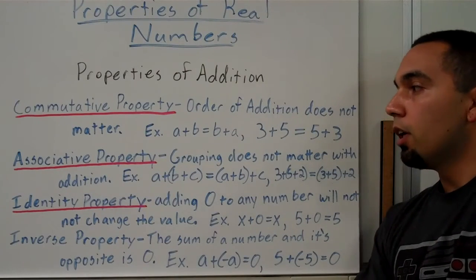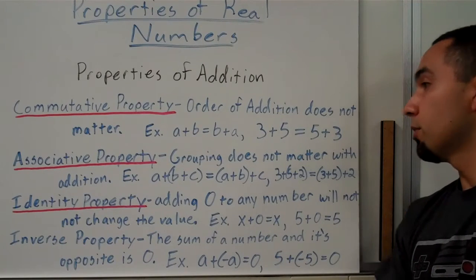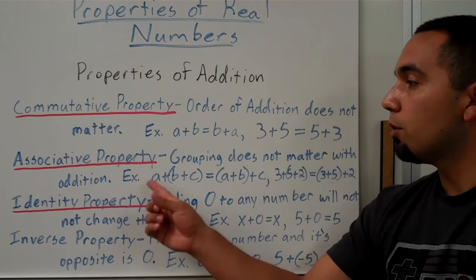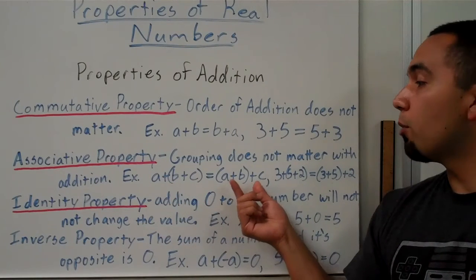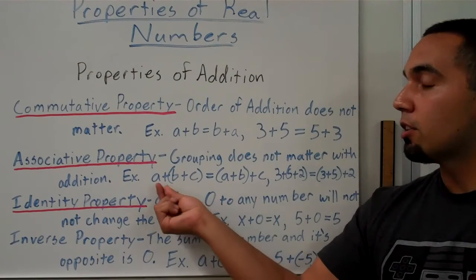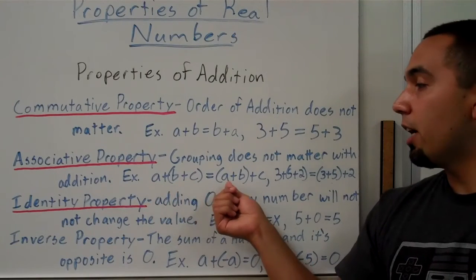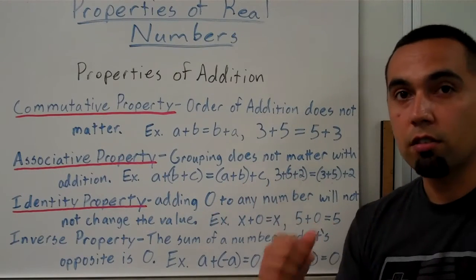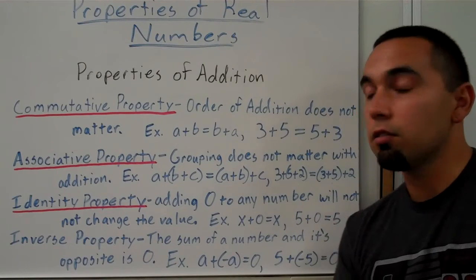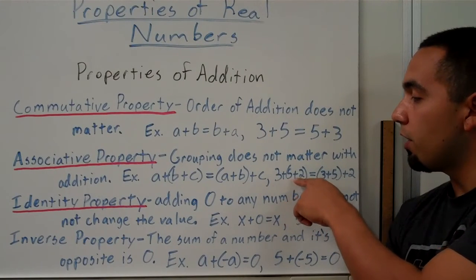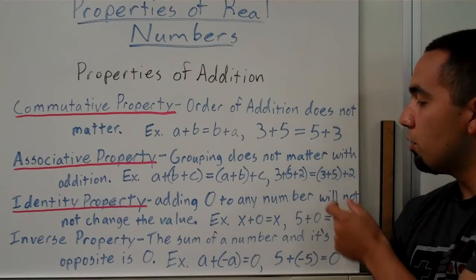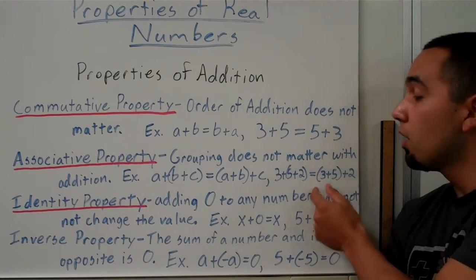Associative property. Grouping does not matter, okay, when you're adding. So it doesn't matter whether I group B plus C, and it doesn't matter whether I group A plus B. As long as I have A, B, and C, and all that's separating them is addition, we always get the same answer, okay? So again, with numbers, doesn't matter whether I do 3 plus 5 plus 2, and I group the 5 and the 2, or I group the 3 and the 5.